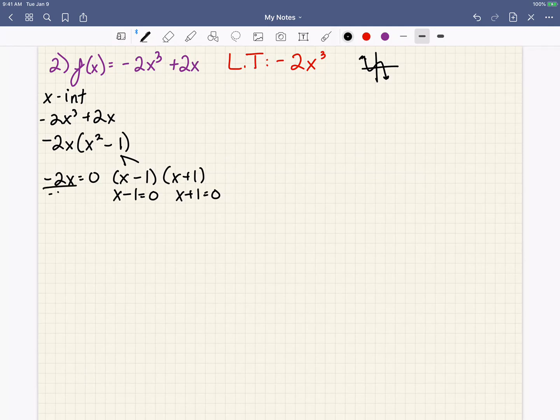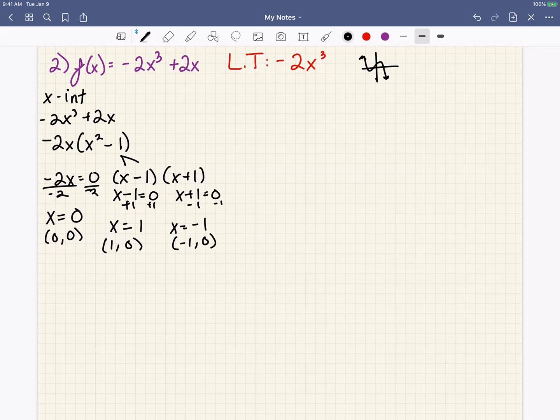I divide this by negative 2, x equals 0, so that point is at 0, 0. I add 1, subtract 1. So those are the points 1, 0 and negative 1, 0. Okay, so those are the first things.